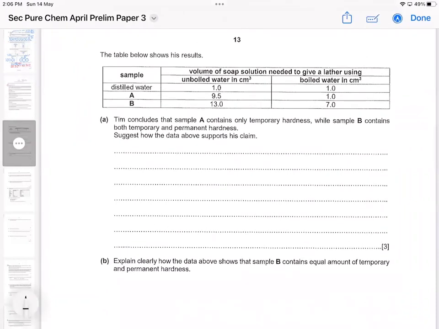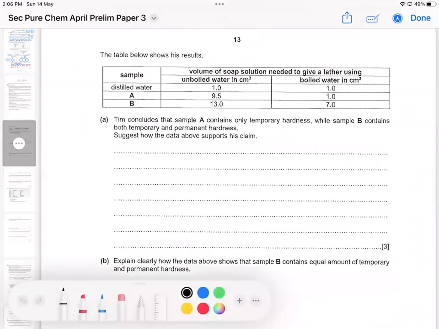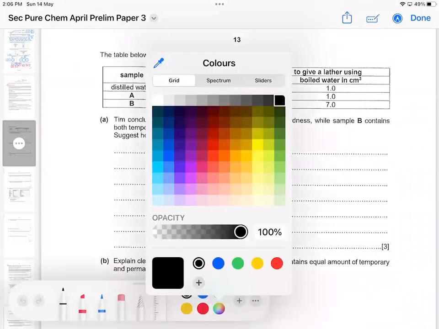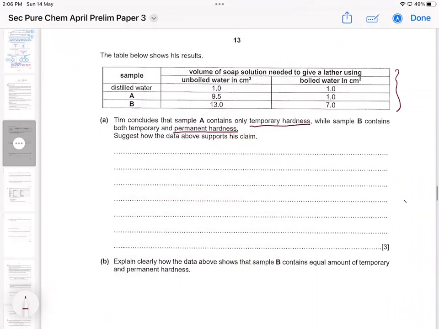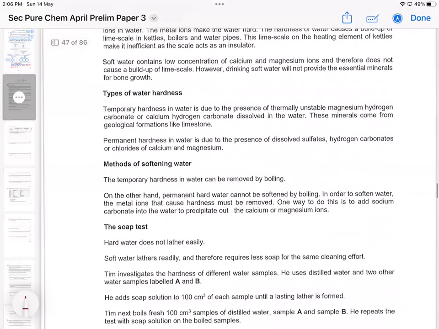Okay, so you've already read the passage. You'll see that there are a few points based on temporary hardness and permanent hardness. Then the question wants us to show how the data works, which is this thing here, support display. So let's look back a little at what all these hardness types are.